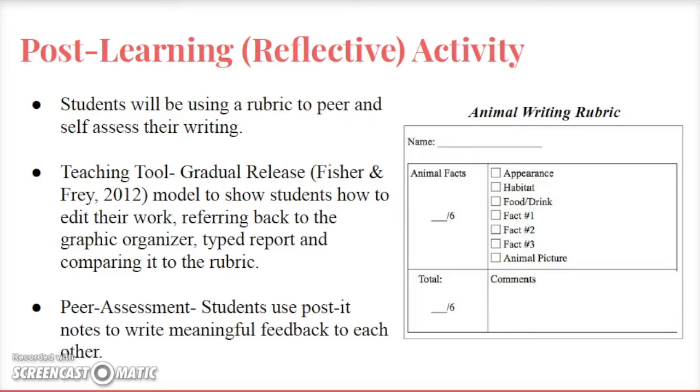As a post-learning reflective activity, students will be using a rubric to peer and self-assess their writing. If you compare the rubric to the graphic organizer, it has all of those pieces: appearance, habitat, food and drink, fact 1, 2, and 3, and an animal picture.